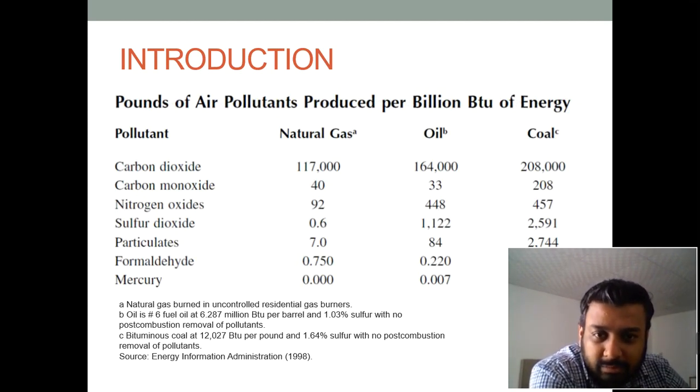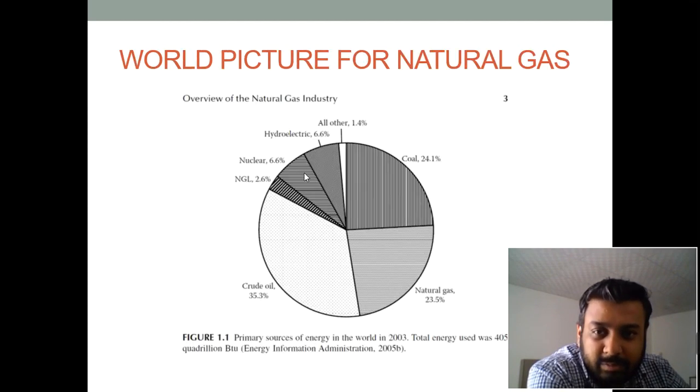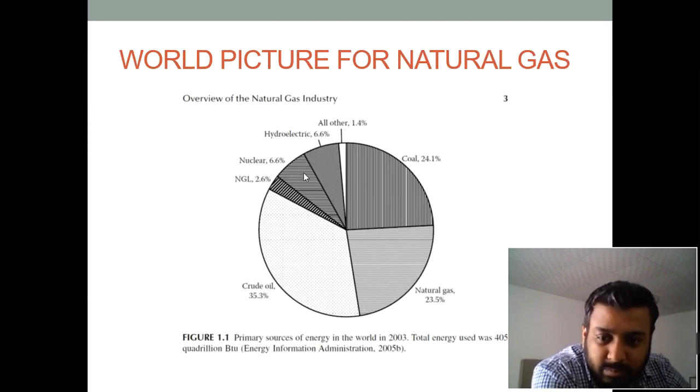Look at the pollution level of natural gas, oil, and coal. You can see that overall, all the carbon monoxide, nitrogen oxide, and sulfur dioxide ratios and values are less than oil and coal. So it is much cleaner than oil or coal. Coal is not environmentally friendly, but natural gas is an environmentally friendly gas.